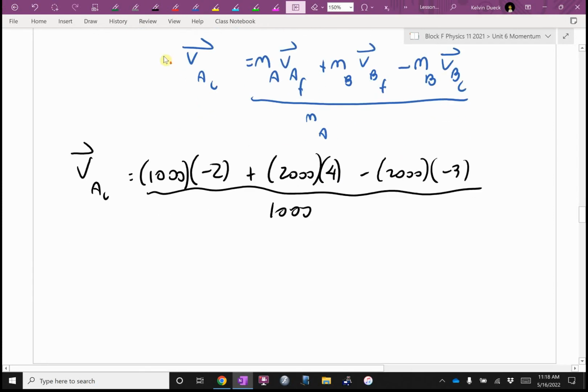You know what? I might be able to do this in my head. Race y'all. Let's see if I can do it in my head faster than you can type it in your calculator. It's going to be negative 2,000 plus 8,000, which is 6,000, minus 6,000. Oh. Do you get 0? No, Mr. Duke made a mistake. Plus, Mr. Duke. Let's try that again. Negative 2,000 plus 8,000 is 6,000 plus 6,000. 12? 12. Positive or negative?